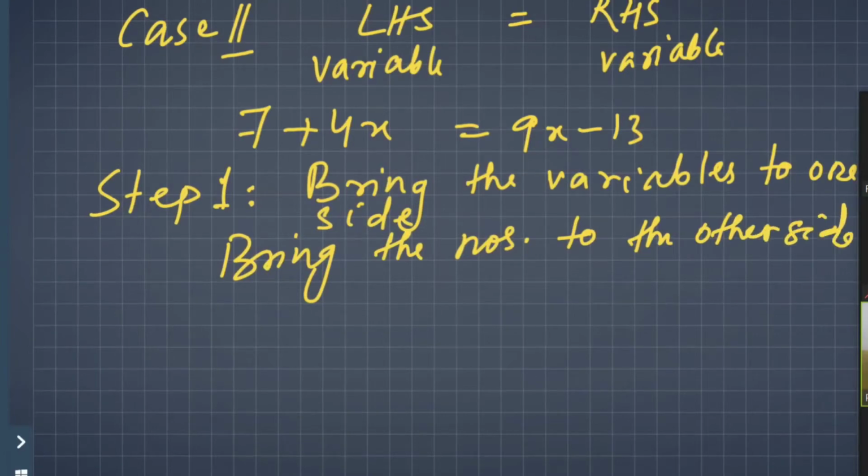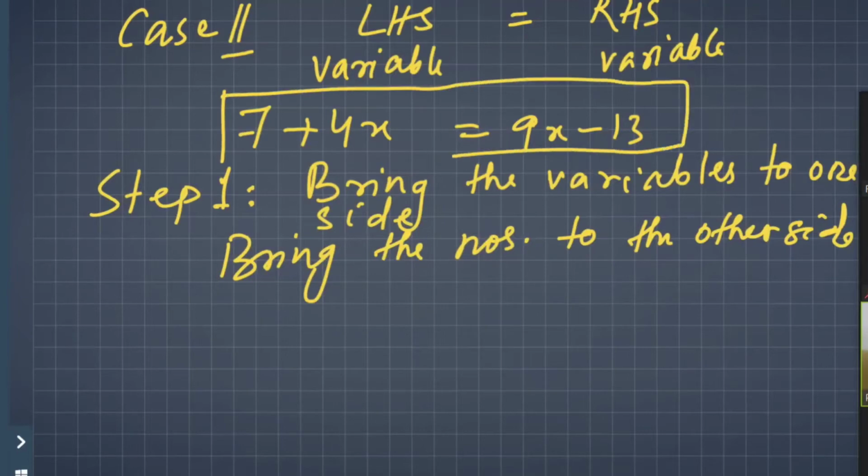Now in this case, what is going to happen? If you can clearly see over here, 7 plus 4x is equal to 9x minus 13. If I want, I can bring 4x to the RHS. Now just have a look over here that 4x has been added. If 4x has been added in LHS, what is the rule that we are applying?